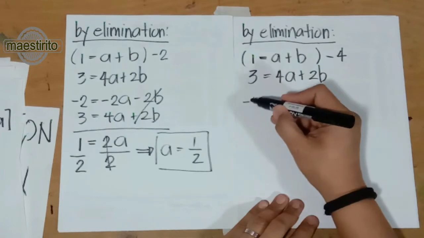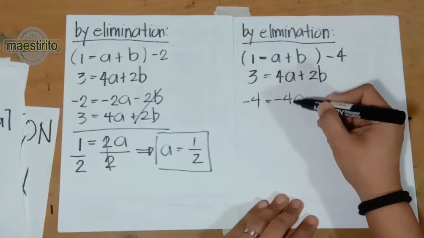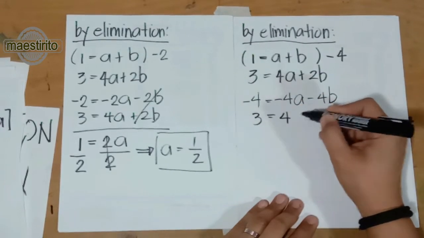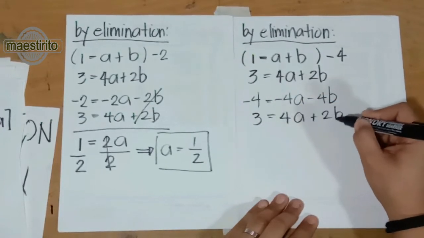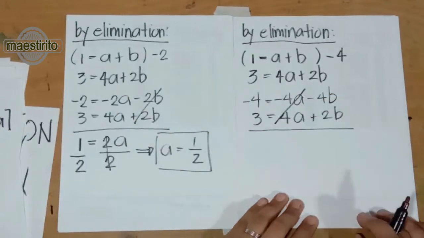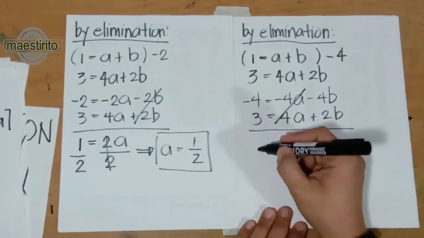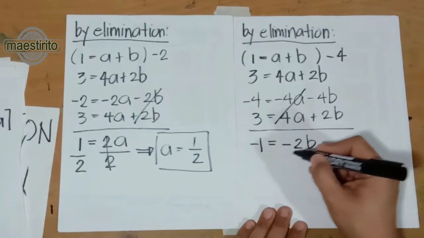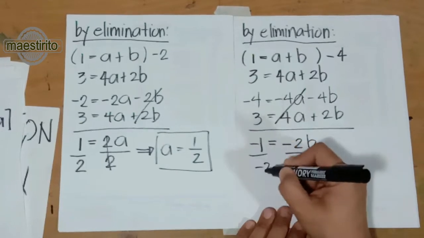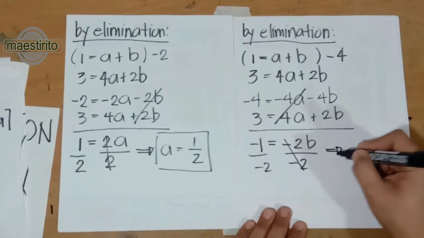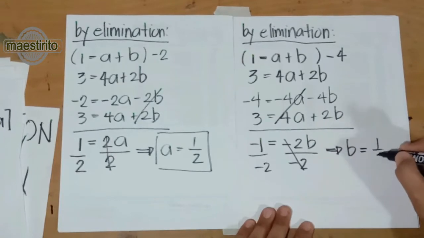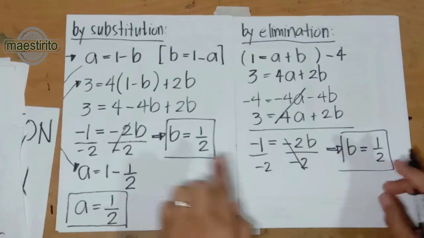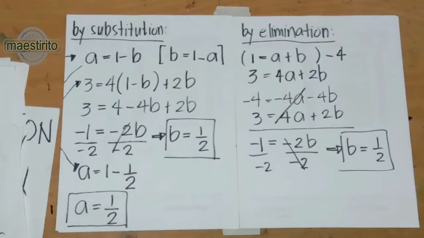So for this one, we have negative 4 is equal to negative 4a minus 4b. Then we write 3 is equal to 4a plus 2b. So obviously, a is eliminated. Negative 4 plus 3 is negative 1, equals negative 2b. Then divide both sides by negative 2. There it goes, b is 1/2, just like what we got from the substitution. Okay, so let us go back.